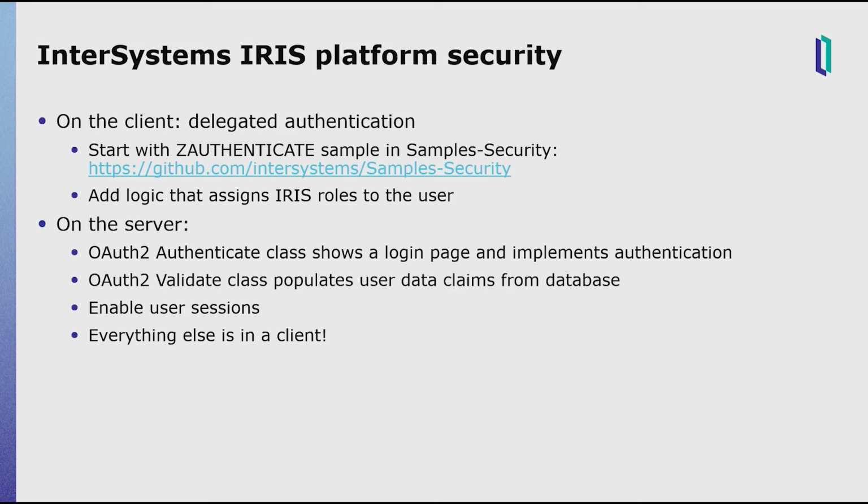All right, the more complicated part of the practical details. How do I integrate this all with IRIS's platform security features? On the client application, this is kind of simple. You're going to want to use delegated authentication. This lets you implement a simple API called the ZAUTHENTICATE routine to customize how IRIS does authentication. There's a sample on our GitHub repository in samples.security called OAuth 2.0, and I recommend that as a great starting place. The only thing you need to change there is the logic about access control.